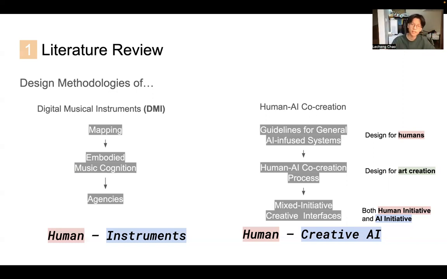While on the other hand, as my topic is building AI generative melodies, there is also a side of human and creative AI. For example, there are guidelines for general AI-infused systems, which basically design for humans, while AI human co-creation process is more aimed for art creation. And together, scholars call them mixed initiative creative interfaces that function for both human and AI. And this together forms the creative agencies.